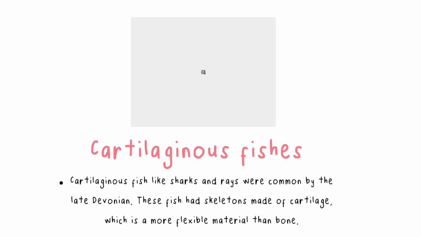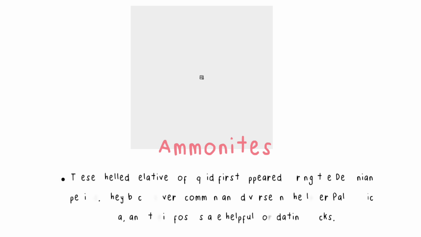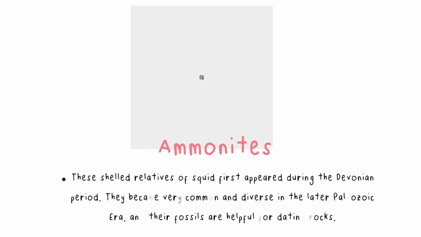The next one is ammonites. These shelled relatives of squid first appeared during the Devonian period. They became very common and diverse in the later Paleozoic era, and their fossils are helpful for dating rocks.